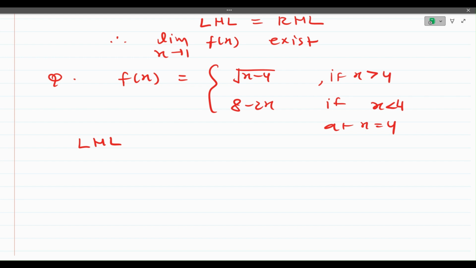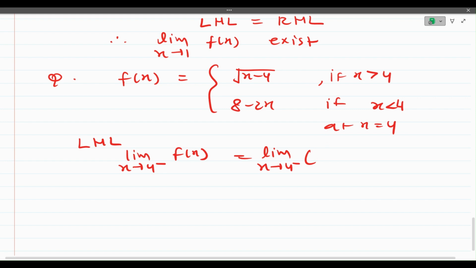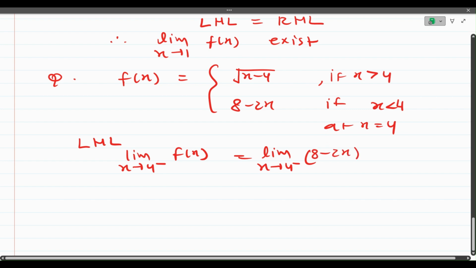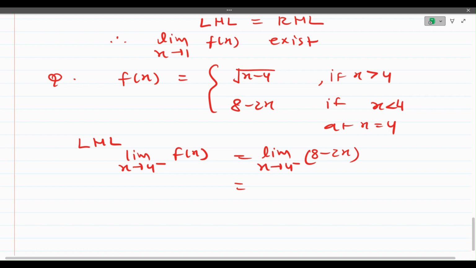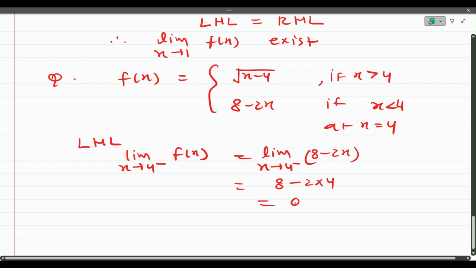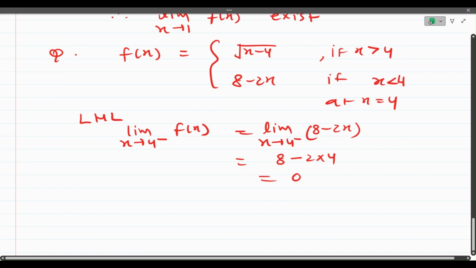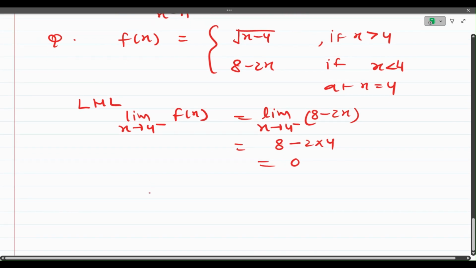So first we're going to evaluate its left hand limit, where x tends to 4 from the left side of f of x. So when it is less than 4, it's the limit as x tends to 4 from the left side of 8 minus 2x. And it's not giving us any indeterminate form, so we can just substitute. It's going to be 8 minus 2 times 4, which is 0. So the left hand limit for the function is 0 at x equal to 4.